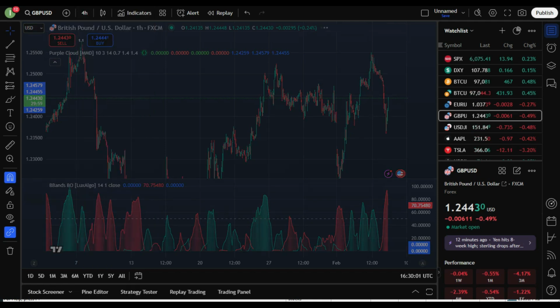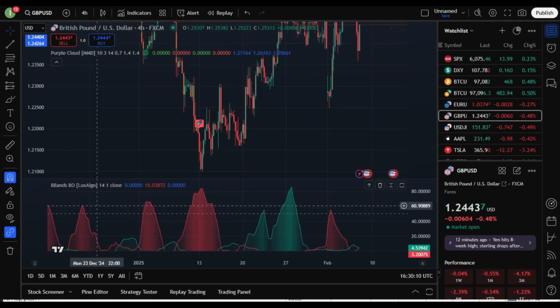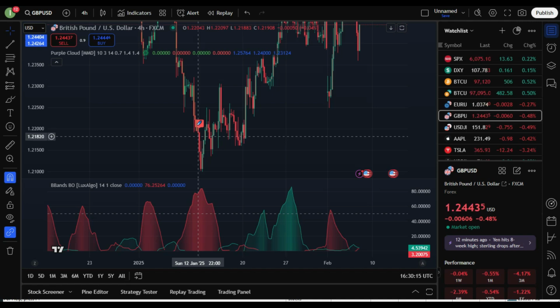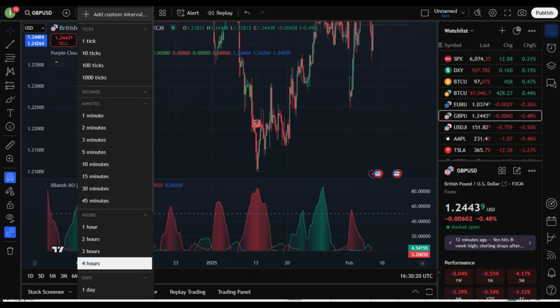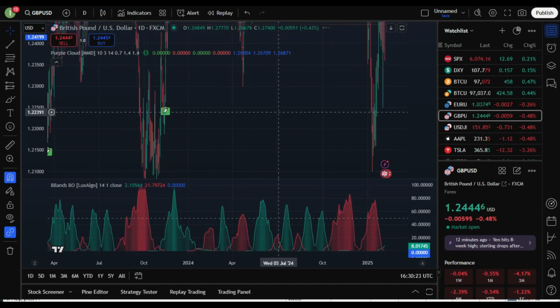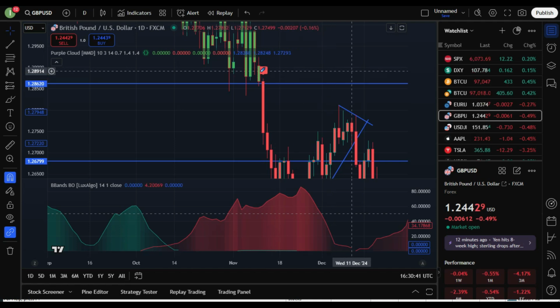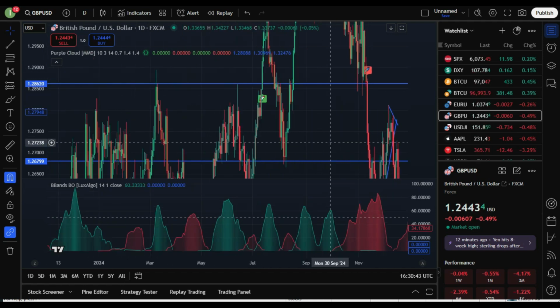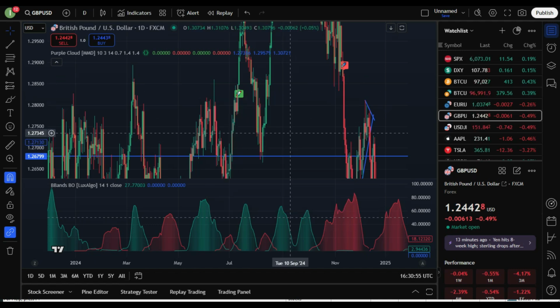On a 4-hour chart, as you can see, the situation is very similar. You can find one on January 13, 12, beginning of this year, but as you can see, it's very hard to find good setups for this indicator. For example, the last setup that we have was from November 2024 for British pound dollar, on the daily chart. So it's a really interesting indicator to analyze.